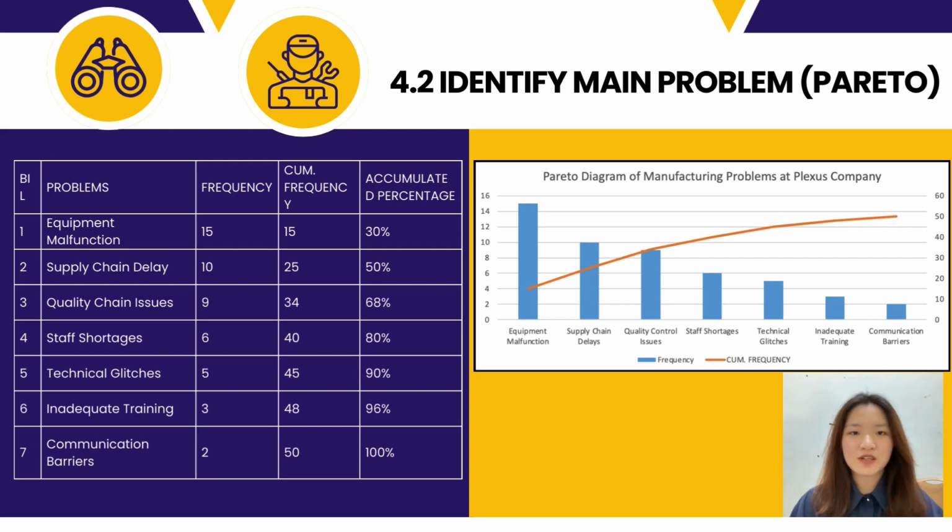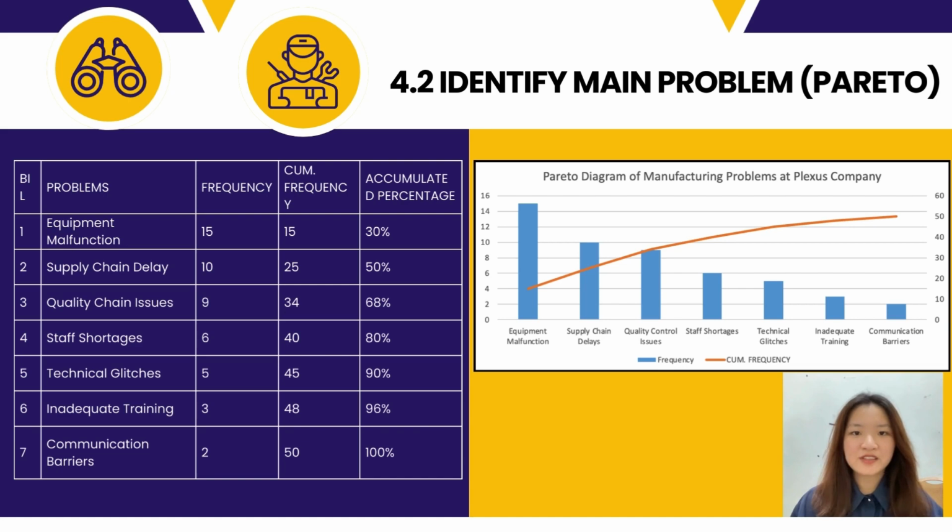Now I will explain the main problem that is faced by the Plexus company. The main problem of Plexus company is in the manufacturing line. There are some causes that affect the manufacturing line, and the most serious cause is equipment malfunction. With feedback from 15 of their employees, equipment malfunction accounted for 35% of the causes.